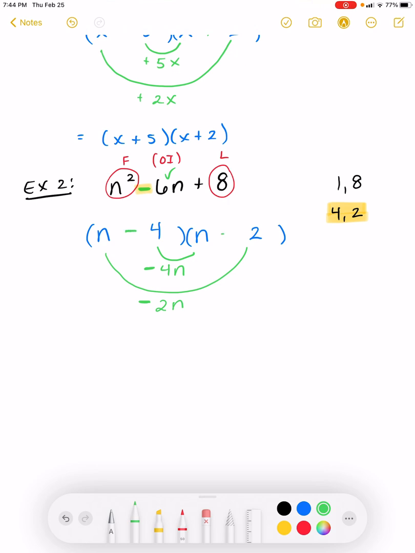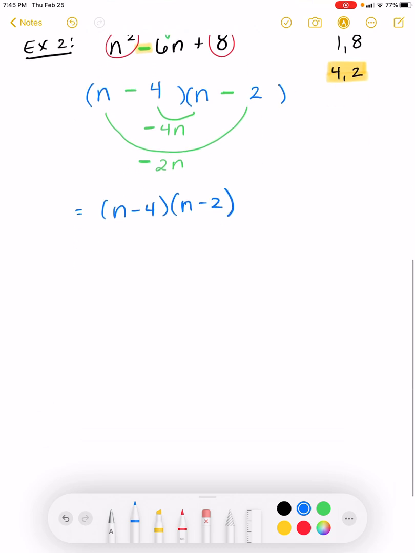So it's going to be minus and minus. But you also notice that negative 4 times negative 2 makes positive 8. And so our final answer are the factors n minus 4 and n minus 2. Okay? So again, that's the idea of this: we're taking multiplication and going backwards and breaking it into pieces.